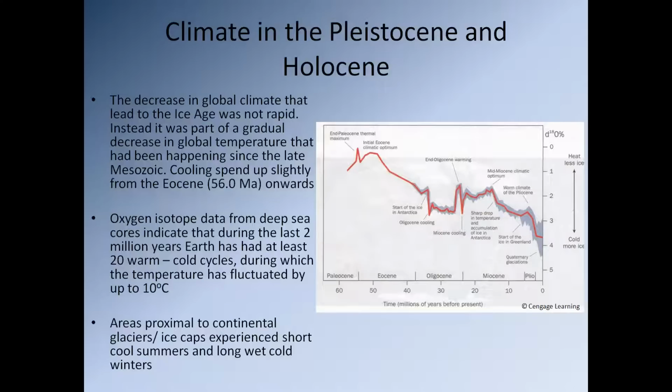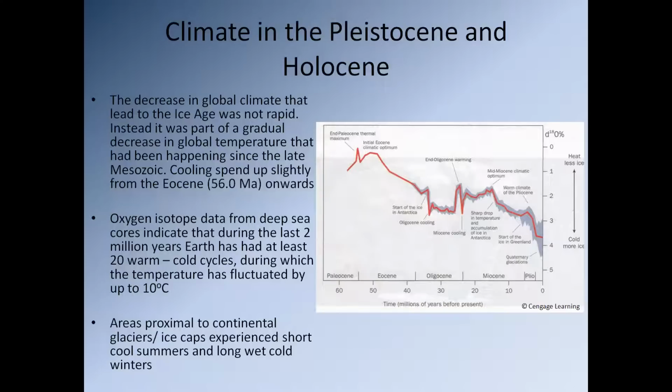And obviously, as global temperatures decrease, the amount of ice is going to increase. So the decrease in global climate that led to the Ice Age was not rapid. It's been occurring over the last 66 million years. It's part of a consistent global trend.